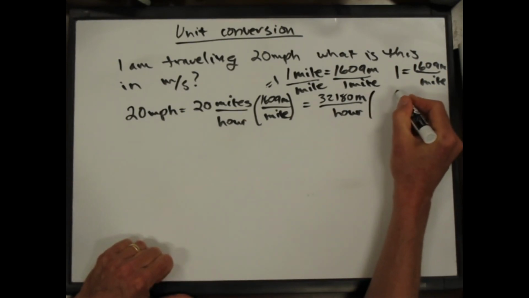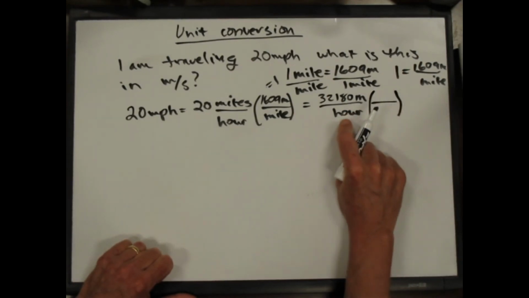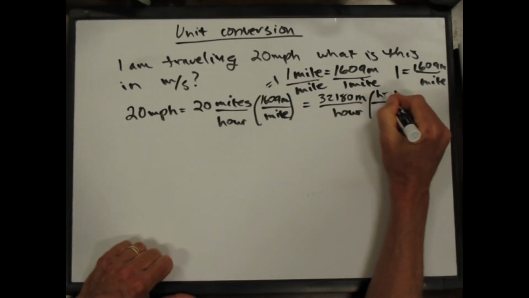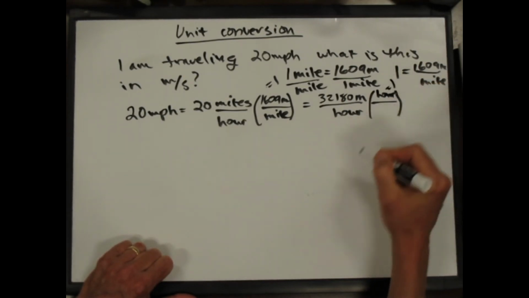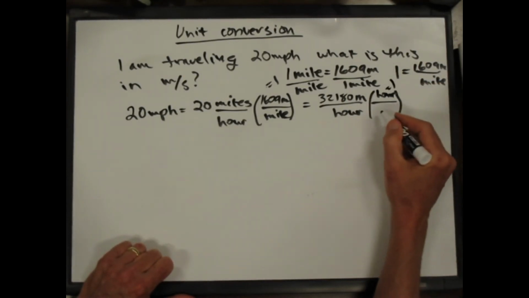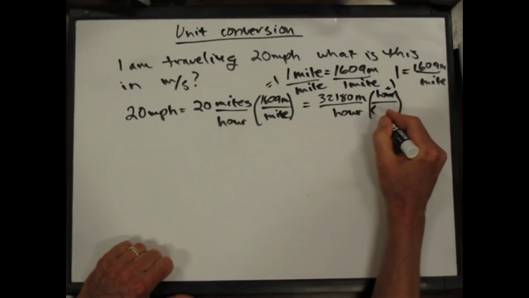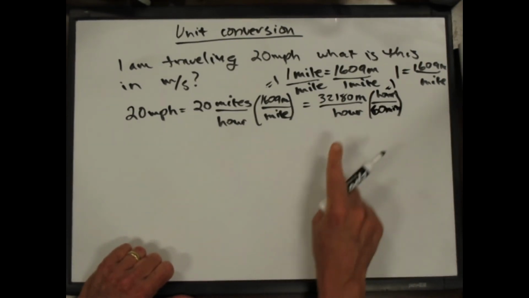I can work this out. Let's say I want to go to minutes. I want to cancel the hours unit and replace it with minutes, so I'm going to put an hour up here. Then this thing has to be equal to 1, so I'm going to put whatever an hour is equal to in minutes here: 60 minutes.